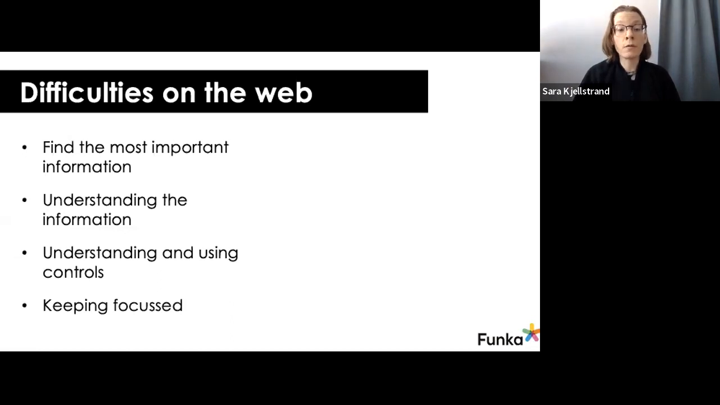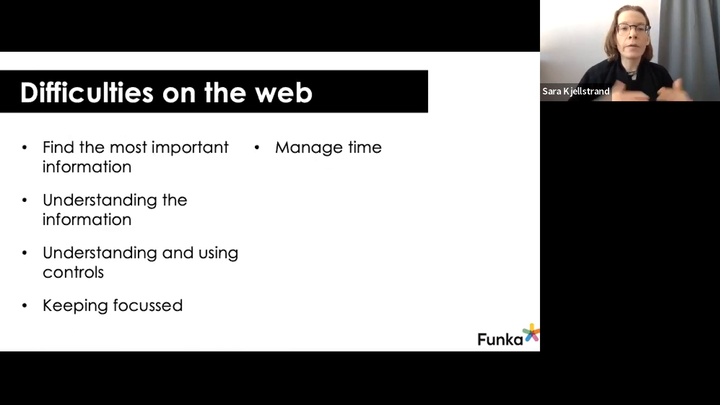Keeping focused, this is also to do with finding the most important information. If there is a lot of things going on the website at the same time, it's difficult to keep focus on the information that you came to get or the task that you came to do. Managing time is also one of the difficulties that we came across in different research studies. So this is not only about timeouts. Timeouts are classical. If you go to buy a ticket or do something, online shopping or doing your tax declaration, at least in Sweden, there is a time limit. And this makes it stressful to complete the task.